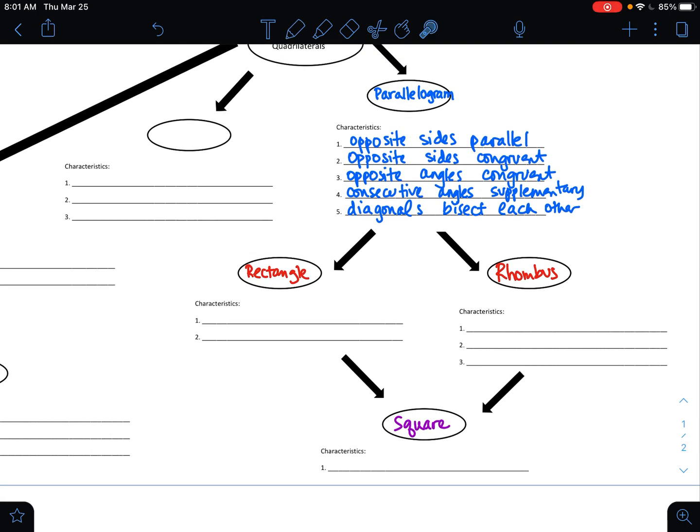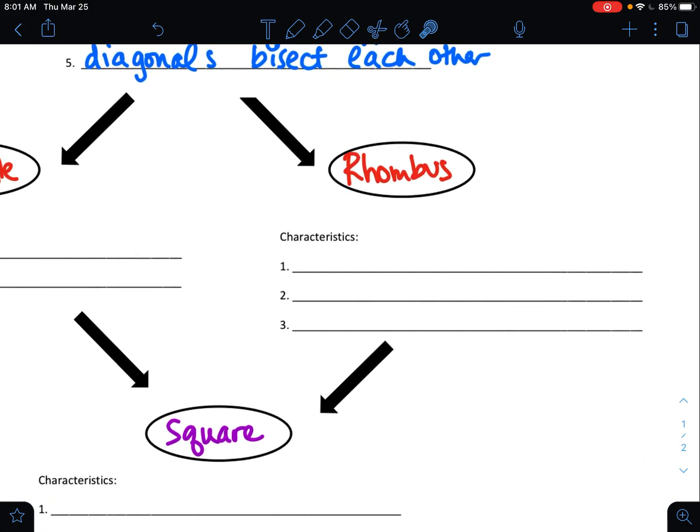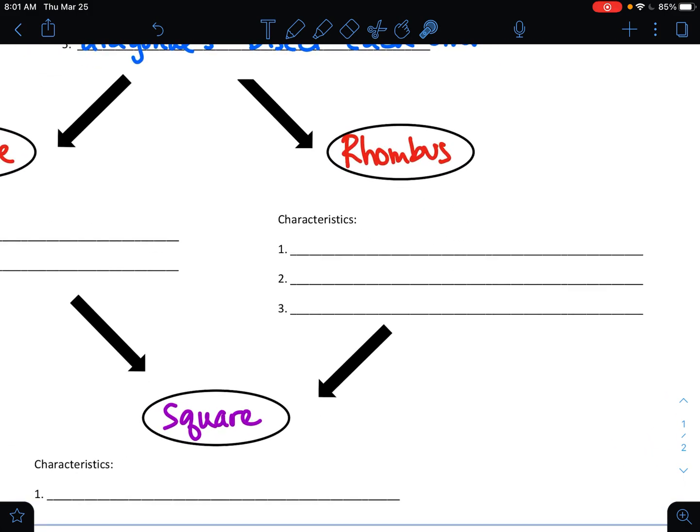Okay, so what this is saying here is that all 3 of these shapes are parallelograms. They're just more specific types of parallelograms. So a rectangle is a parallelogram with these 2 extra properties. So all 5 of these properties apply to a rectangle with the addition of the 2. So everything under on this family tree, under a shape, is the shape above it. Okay, so let's start with rhombus.